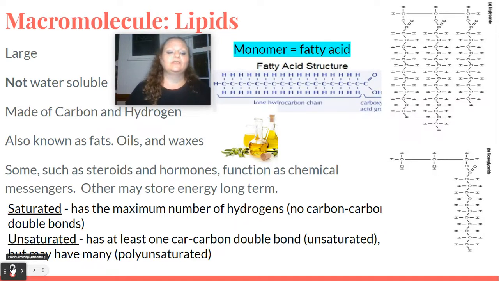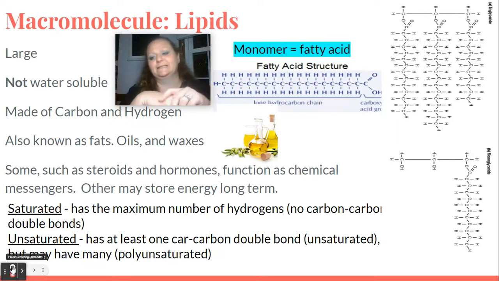Unsaturated is going to have at least one carbon to carbon double bond. And that means that it doesn't have all of the hydrogens it could possibly have, because one of those bonds that it would use for a hydrogen is being taken up as a double bond for a carbon. You can also have some of these fats have lots of double bonds, and we refer to those as polyunsaturated. The monomer I'm showing you is known as a fatty acid. And typically when we talk about the polymer, we're talking about a collection of those fatty acids together.